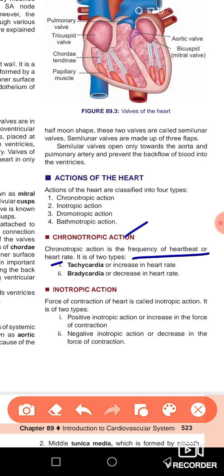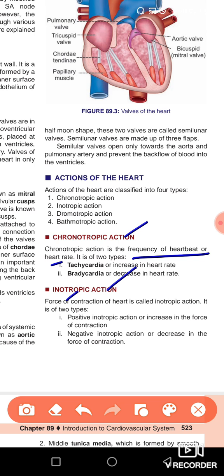Your heart is performing the action of increasing your heart rate, and your heart is performing the action of decreasing your heart rate. So in chronotropic action, your heart rate is increased in tachycardia and decreased in bradycardia. Yes. Now the second action performed by your heart is the inotropic action. So in the inotropic action, what kind of thing is included?